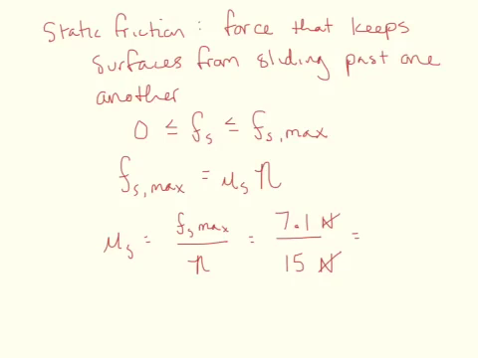And we come up with a coefficient of static friction of 0.47, which is about what I would expect for a brick on a table. It's not a real low value like a sled on ice, and it's not a super high value like a car tire on concrete. It's somewhere in between, so that value makes sense.